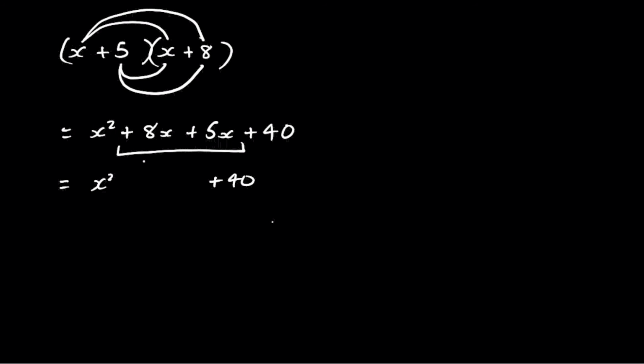So clearly we've got 8x plus 5x, they're both positive. Adding together, we're going to get 13x. So this is your complete answer. This is your finished product. You've got x squared plus 13x plus 40.